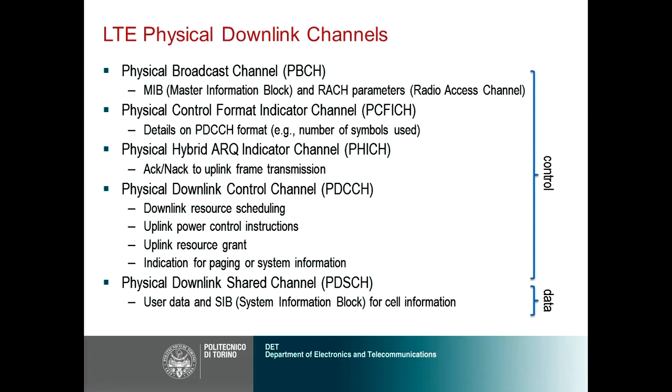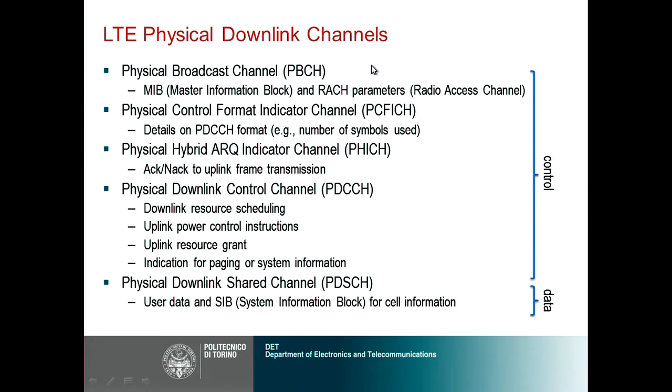This is a list of the physical downlink channels. They are split, as you see, into groups. On the right-hand side, you see the two groups, control and data. So let's quickly go through all of them. I know it's a bit daunting because they have got these strange acronyms that not even I remember all the time. But it's important just to know what they are and what they mean.